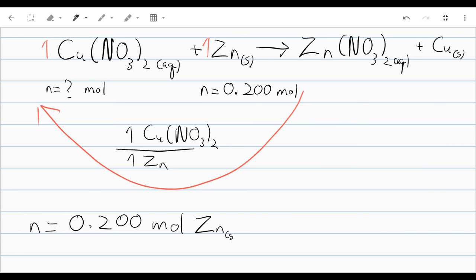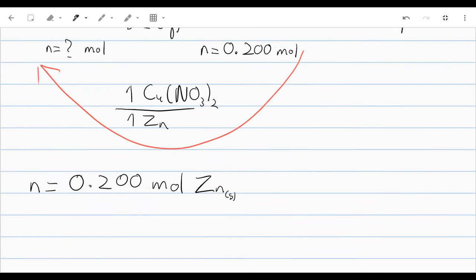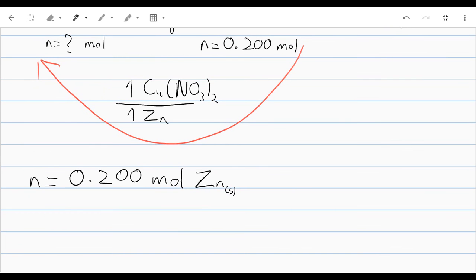This is the big important difference with stoichiometry. We need to write down the chemicals involved. Then I'm going to unit cancel out the zinc and switch it over to copper-2 nitrate. This is why the zinc has to go on the bottom of this ratio. The two zincs will cancel out with each other, gives us the number of moles of the copper-2 nitrate.